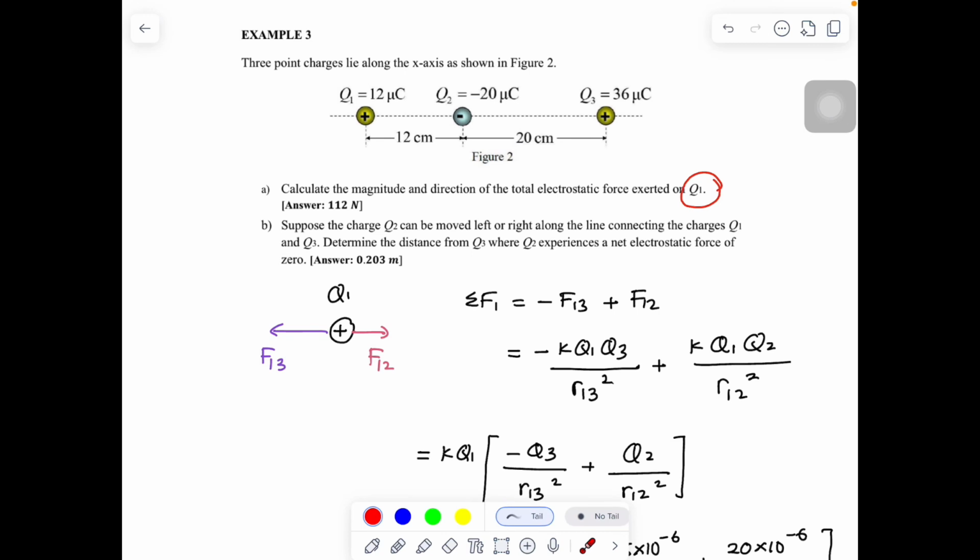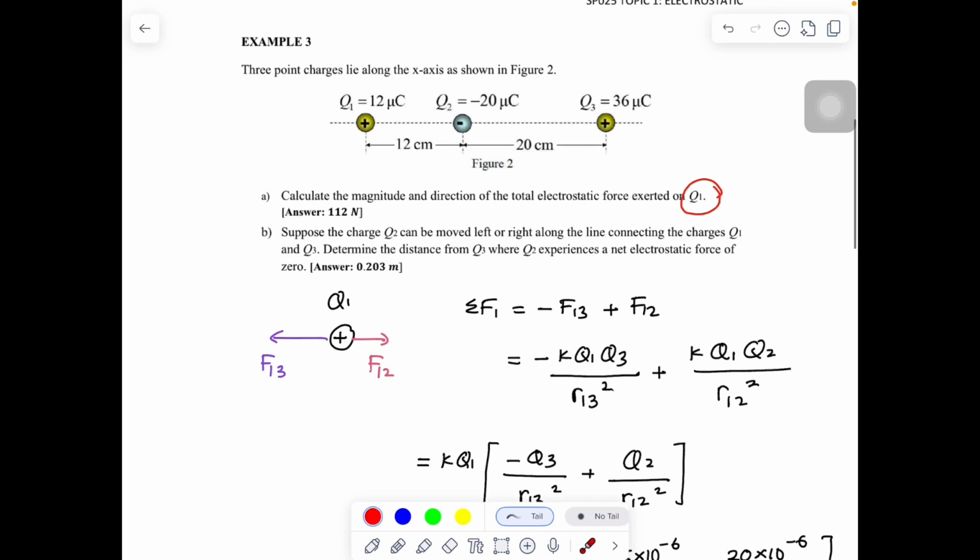Now let's look at question B. Suppose the charge Q2 can be moved left or right along the line connecting the charges Q1 and Q3. Determine the distance from Q3 where Q2 experience a net electrostatic force of 0. So statement ni dia bagi tahu dekat sini.